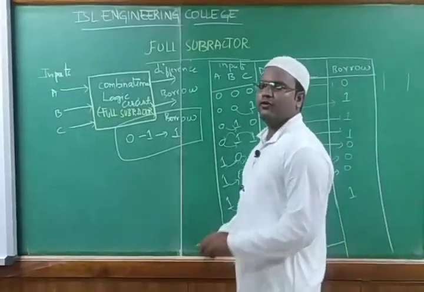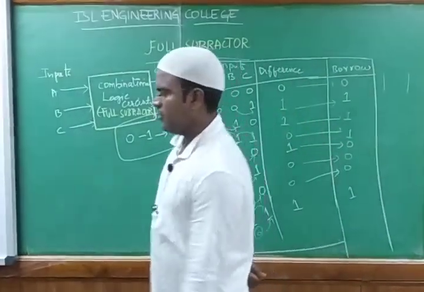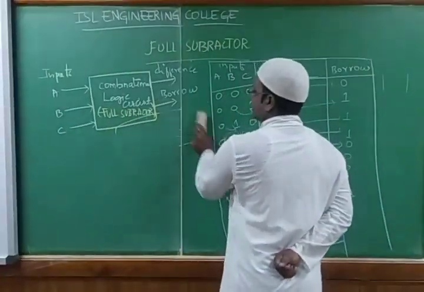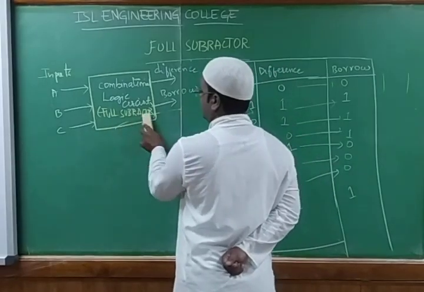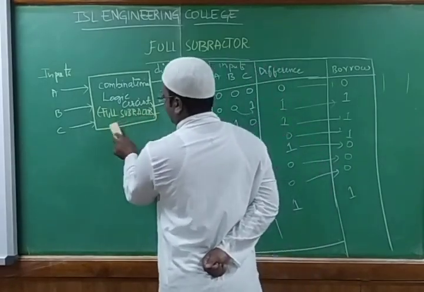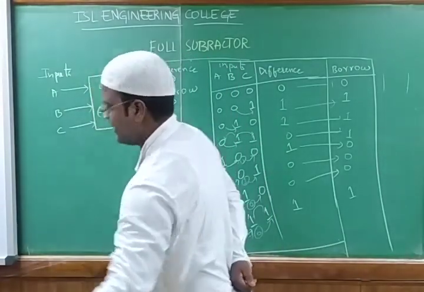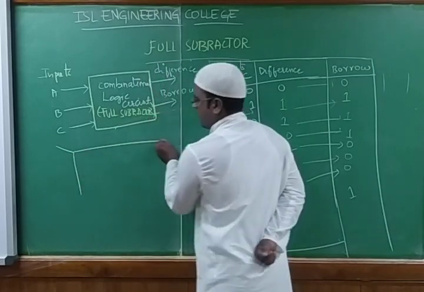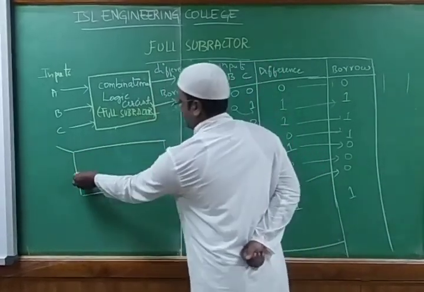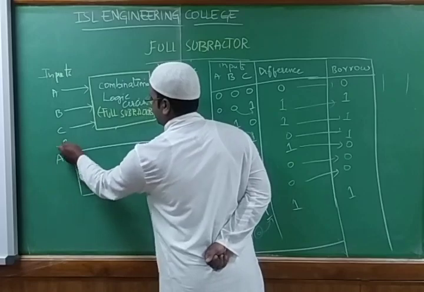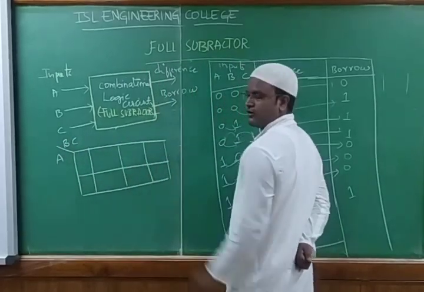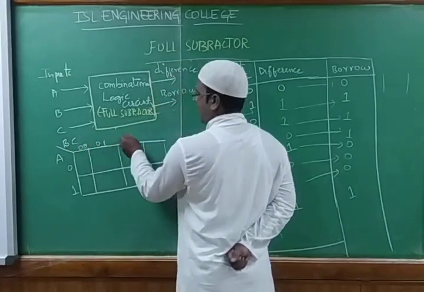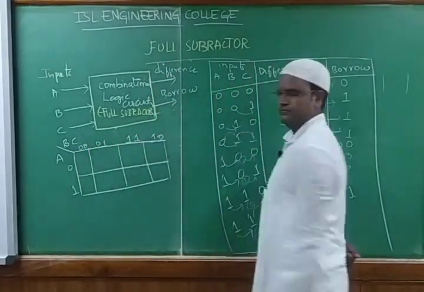Next thing, we need to write its Kmap. So we will draw the Kmap for these two outputs, one for difference and another for borrow. We get two outputs by using how many variables? By using a 3-variable Kmap, we will design it. So the inputs are A and BC. These are our combinations. First would be 0 and 1. Likewise 0 0, 0 1, 1 1 and 1 0.